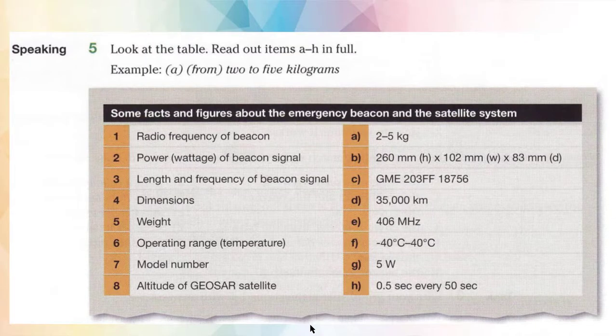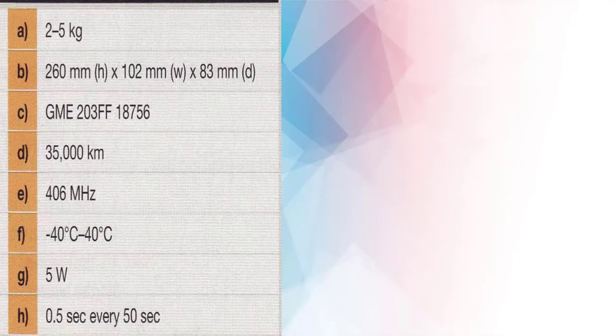Now let's move to the speaking activity exercise 5. Look at the table and try to read out the items A to H in full. Stop the video and try to read them yourself, then play the video again to listen and read the model answer. Welcome back, my dear students. Now let's have a look at how we say the items A to H in full.